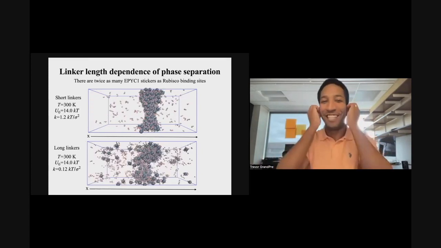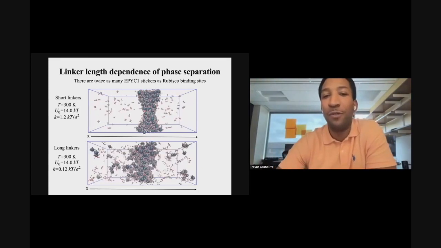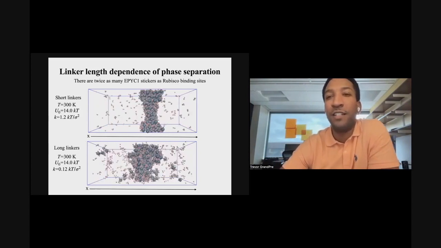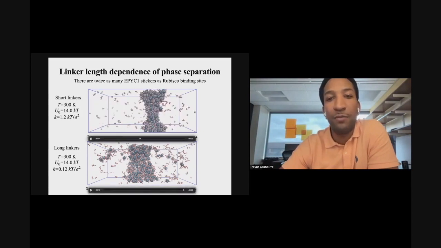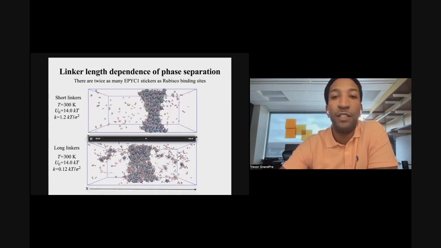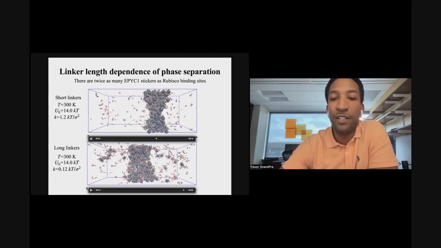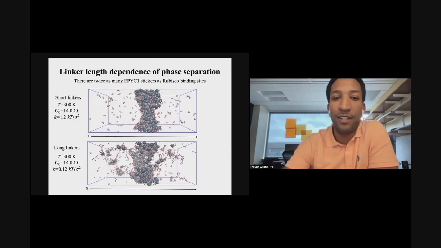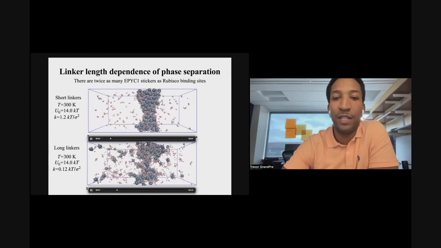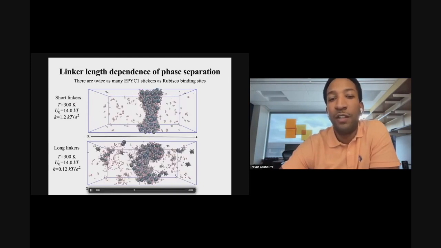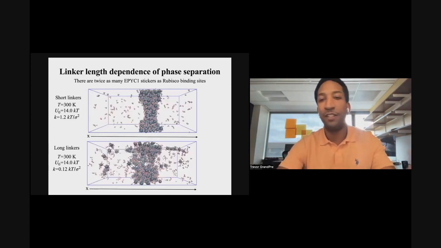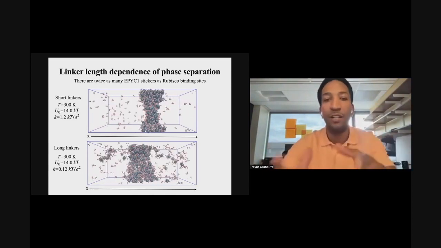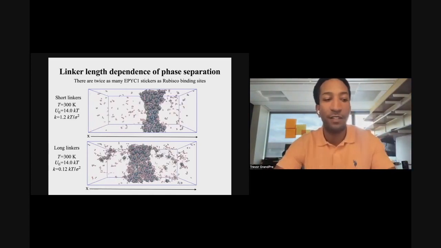Now, of course you see a difference, but the question is why. Why does just changing the linker length produce such a big difference in the phase separation properties? Here the short linkers phase separate well. You see a big slab held together, but for the long linkers, it's getting ready to disintegrate. It's on the verge of being dissolved. To understand this from the microscopic level, I did some microscopic measurements of the dense and dilute phases to try to understand the molecular mechanism for why linker length has such a large effect.